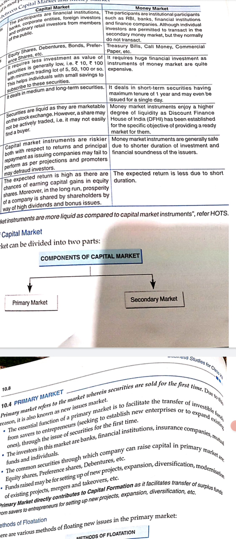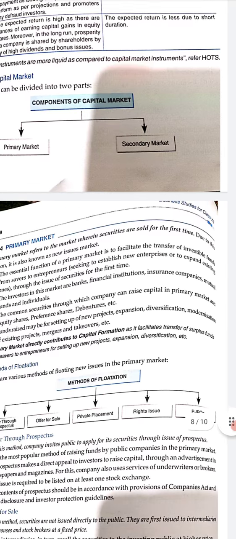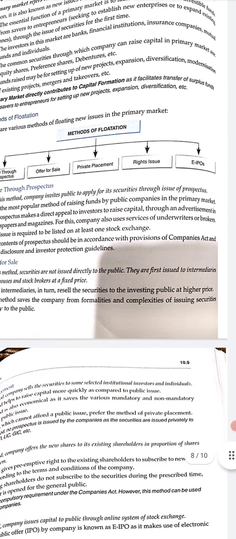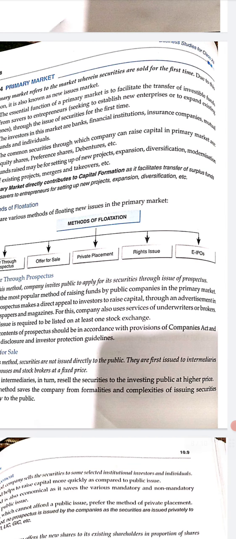Now next is components of capital market. There are mainly two components, primary market and secondary market. Now primary market. Primary market refers to the market where securities are sold for the first time. Due to this reason, it is known as new issue market also, NIM. When securities are issued by the company for the first time, it is known as an activity of primary market.